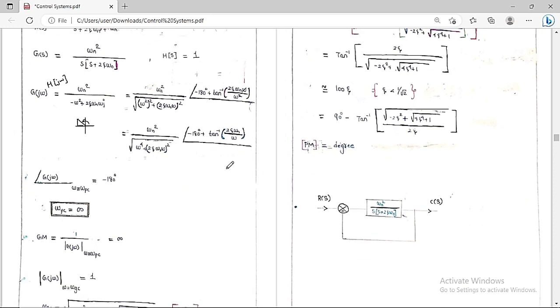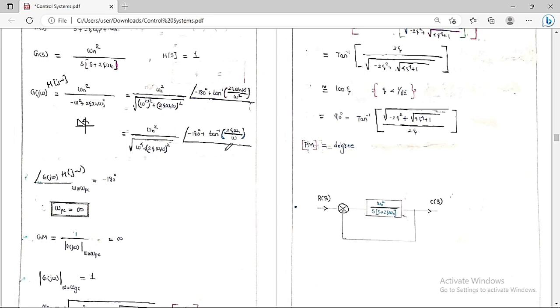Now, what is the phase crossover frequency? Phase crossover frequency is the frequency at which the phase angle of G of j omega into H of j omega is equal to minus 180 degree. This one I already told you. Therefore, we can say that phase crossover frequency is the frequency at which the phase angle of G of s H of s is equal to minus 180 degree.